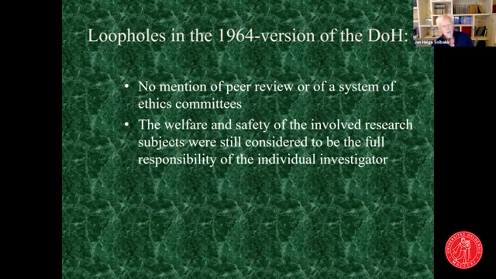There were some loopholes in the first version of the Declaration of Helsinki. For example, no mention was made of peer review or a system of ethics committees. Still, there was the belief that the individual researcher, him or herself, was entitled to evaluate the ethical aspects of a research project. Second, the welfare and safety of the involved research subjects were still considered to be the full responsibility of the individual investigator.